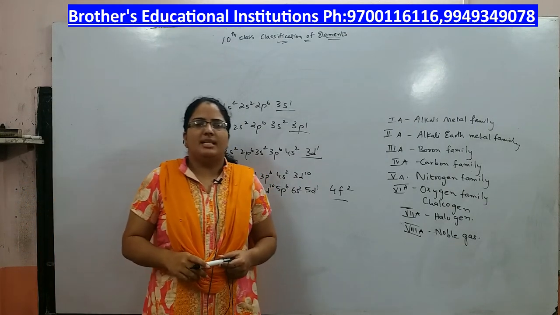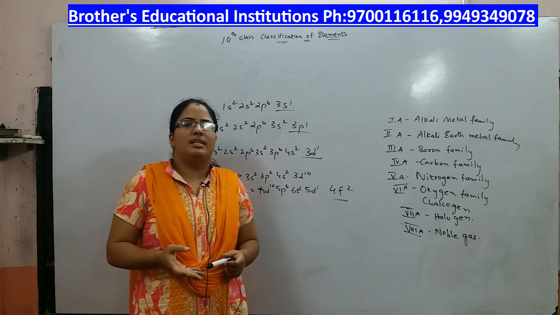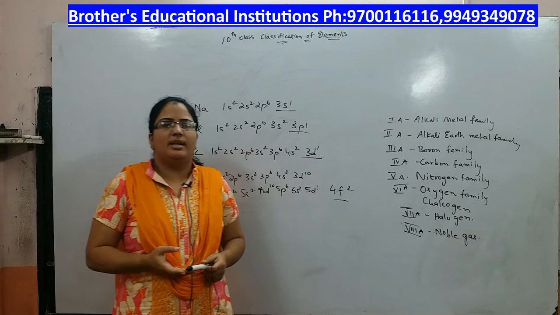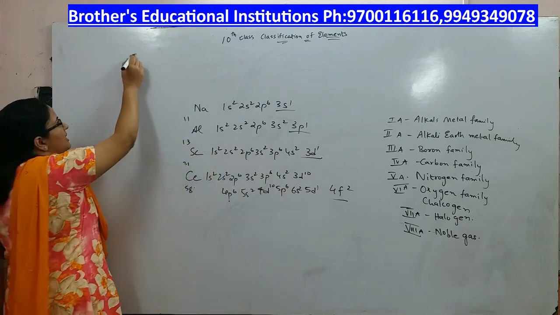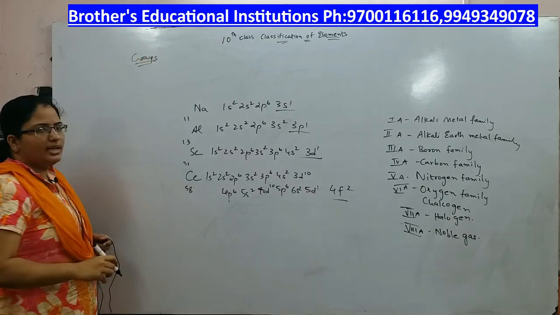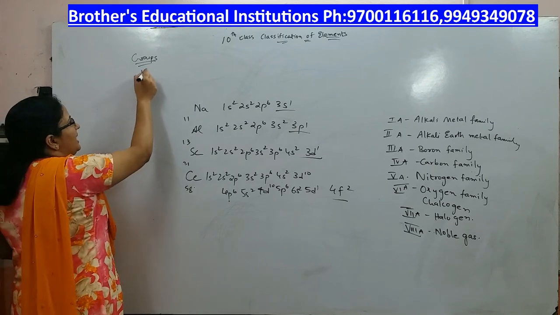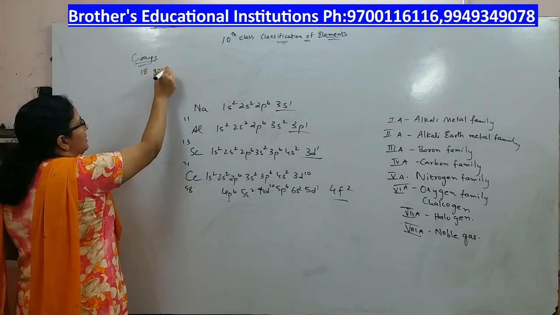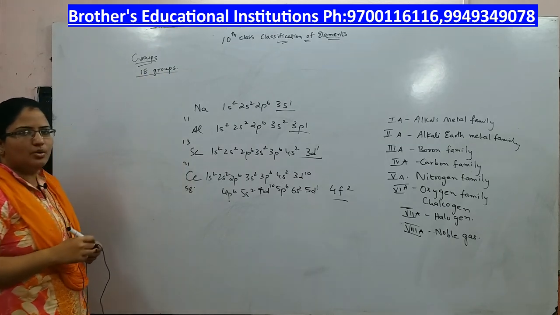In the previous class we discussed Mendeleev's periodic classification, and now we have come to Moseley's periodic classification. In Moseley's periodic classification we shall discuss groups. When Moseley arranged the elements in the increasing order of their atomic number, he could arrange them in 18 groups, 18 columns which are called groups.